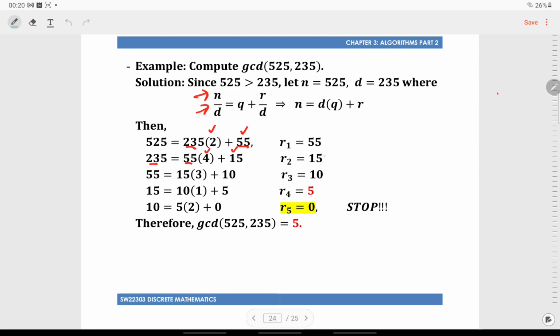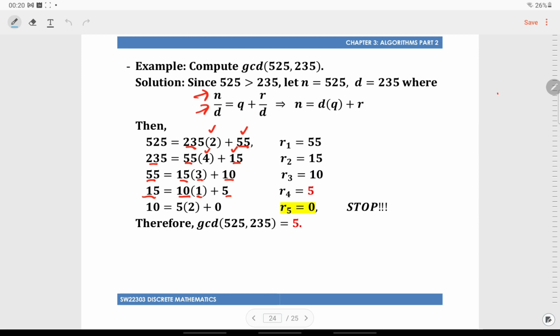Because the remainder is not equal to 0, we proceed. We take the divisor as the new dividend and the remainder as the new divisor. So we obtain a new quotient and new remainder. Because the remainder is not equal to 0, we proceed. We take the divisor as the new dividend and the remainder as the new divisor. So we obtain the quotient equal to 1 and the remainder equal to 5.